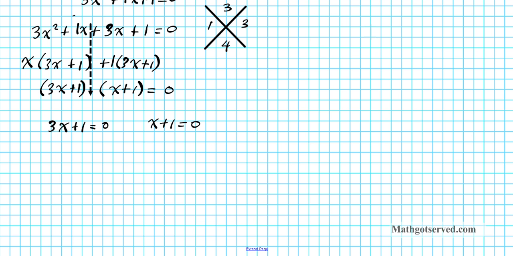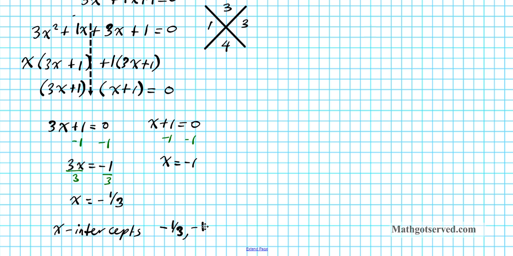To solve this for x, we'll subtract 1 from both sides. We have 3x equals negative 1. To finish it off, I'll divide both sides by 3, and that yields x equals negative 1/3. Then we subtract 1 from both sides of the second equation to get the second x-intercept, and we have x equals negative 1. So our x-intercepts are negative 1/3 and negative 1. Now let's look for our y-intercepts.